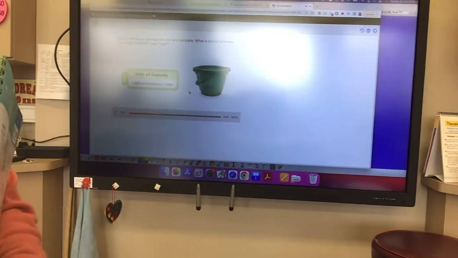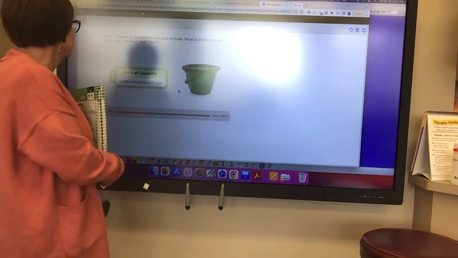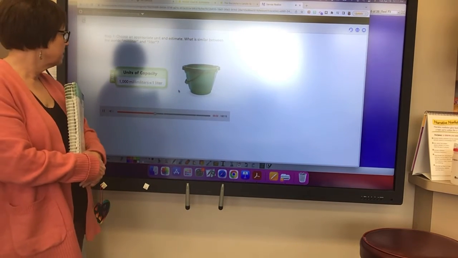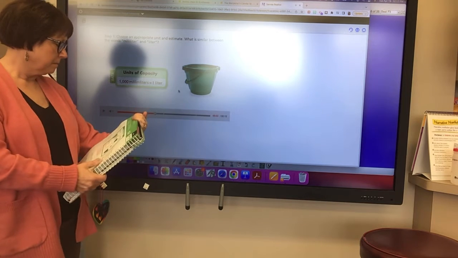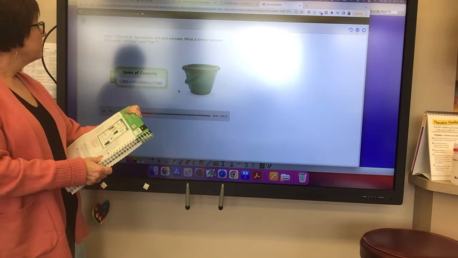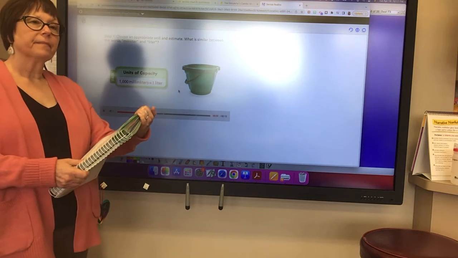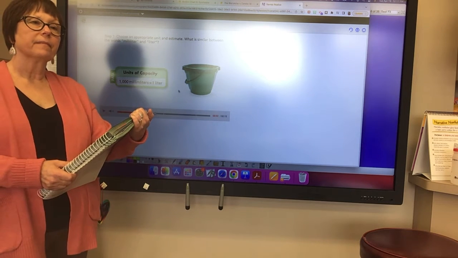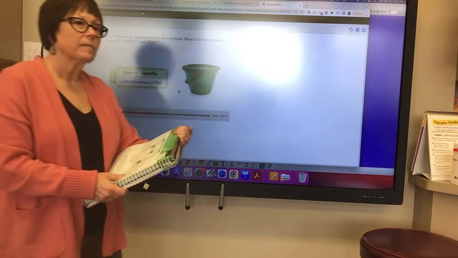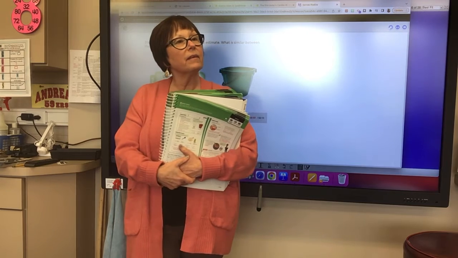Step 1. Choose an appropriate unit and estimate. What is similar between the words milliliter and liter? So what is similar, Brody, between the words milliliter and liter? What's similar about them? What's almost the same about them? Can you tell me what's almost the same about those words, Nina?